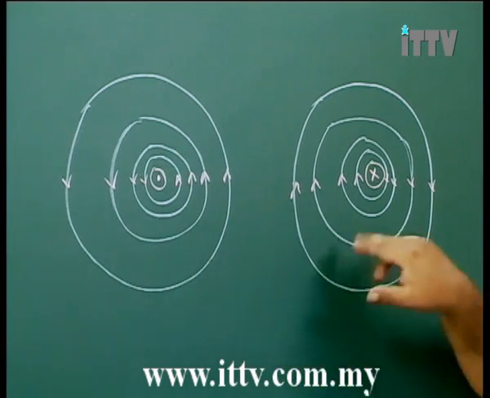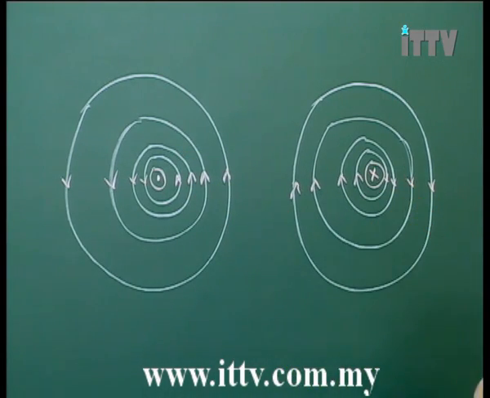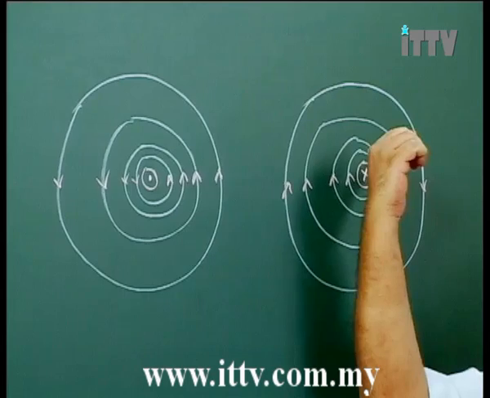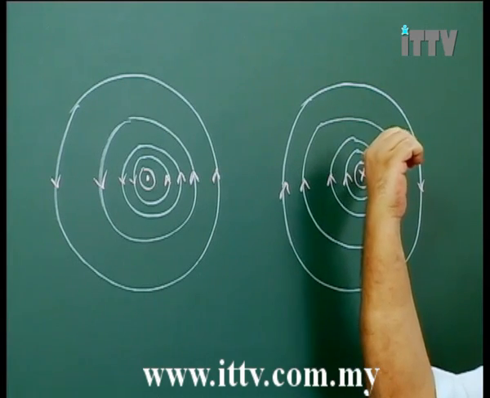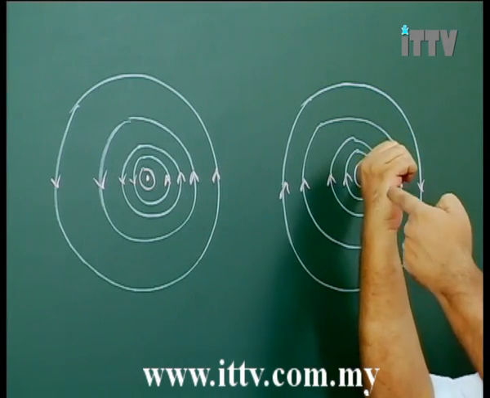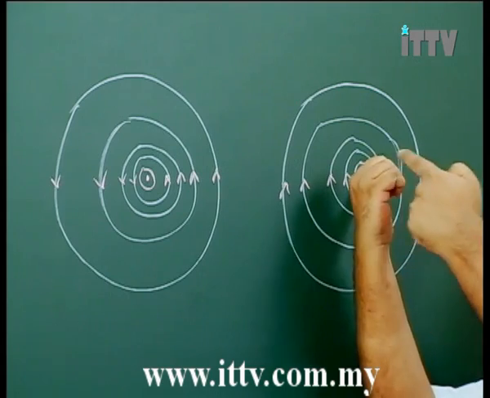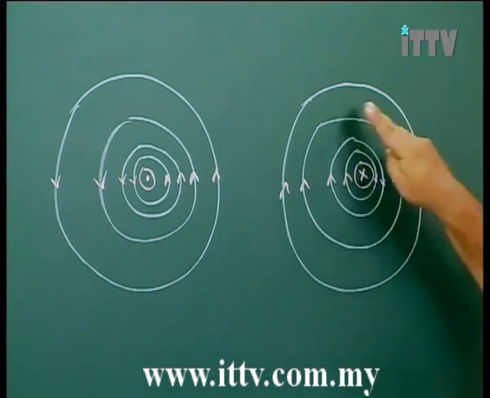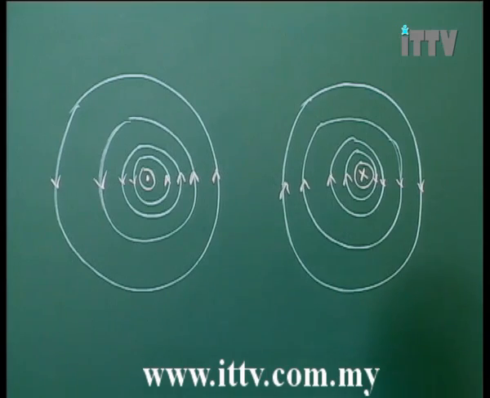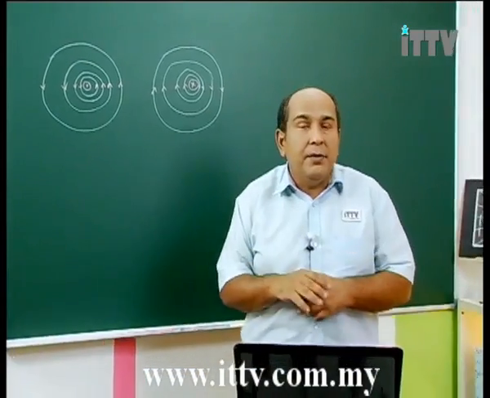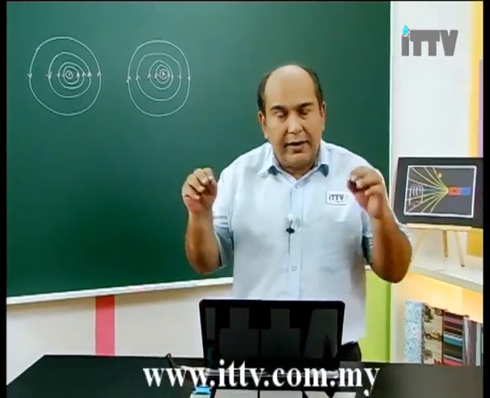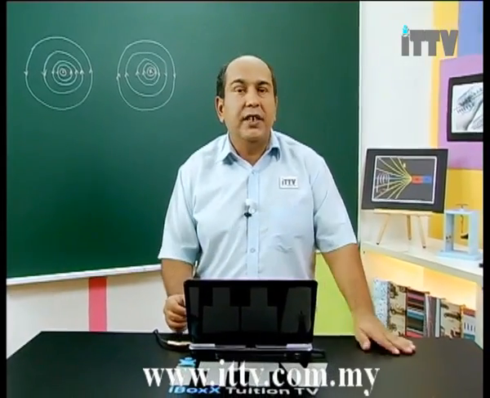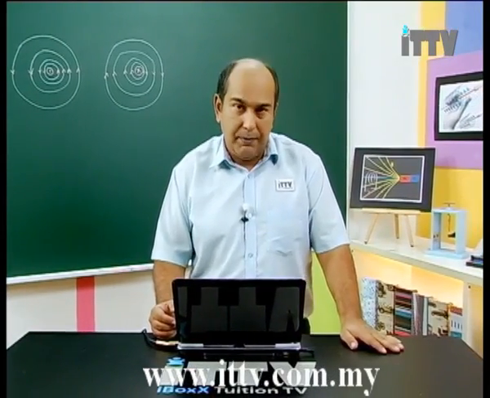Now over here, the current is flowing into the board, which means that it's going inwards like this. So once again, if you look at the direction of my fingers, it's going in a clockwise direction. That represents the field. So as you can see here, we have a clockwise field. So we can determine the direction in a straight conducting wire using Ampere's right-hand grip.